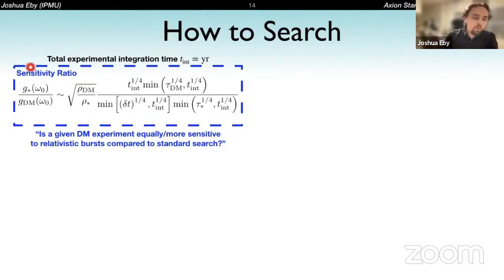So we worked out the sensitivity ratio in detail beyond this naive guess, taking into account all of the relevant timescales. In the numerator, this is the usual dark matter coherent integration of the dark matter signal. And in the denominator, we have the burst duration and the coherence time in the burst. What this ratio tells you is, if you had a dark matter experiment sensitive at some frequency, would it be at least as sensitive to the relativistic axion signal at the same frequency?